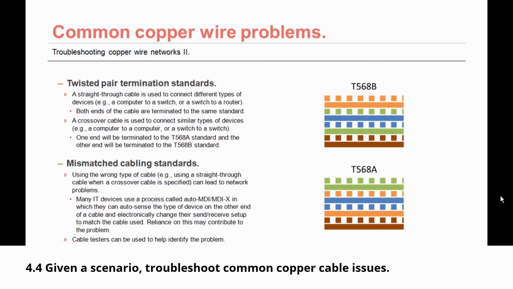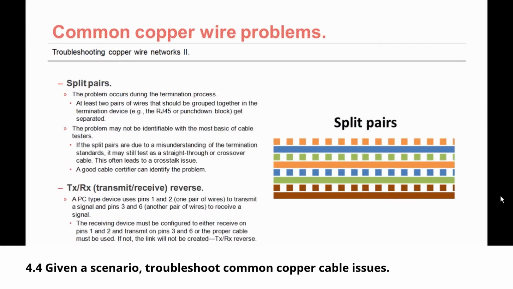A problem can arise when you have mismatched cabling standards. Using the wrong type of cable, as in using a straight-through cable when a crossover cable is specified, can lead to network problems. Many IT devices use a process called auto MDI, MDI-X, in which they can auto-sense the type of device on the other end of the cable and electronically change their send-receive setup to match the cable used. But reliance on this may contribute to the problem. Cable testers can be used to help identify the problem in a mismatched cable standard.